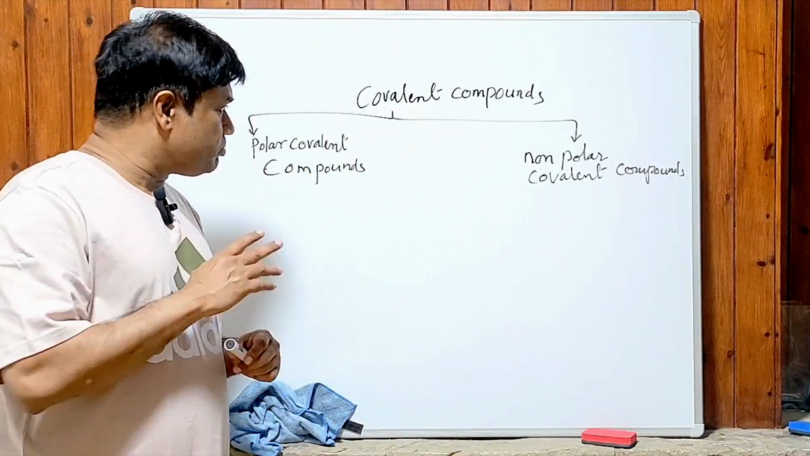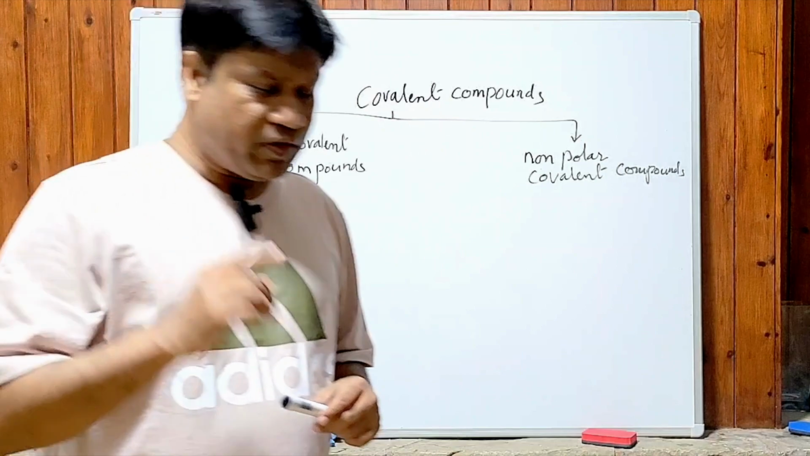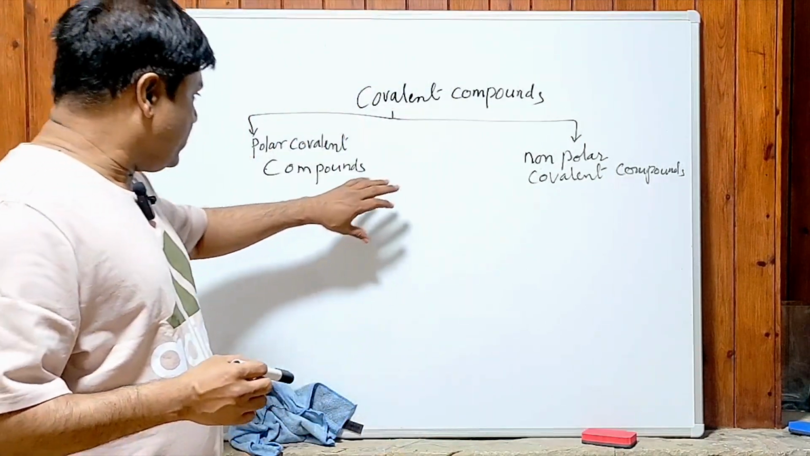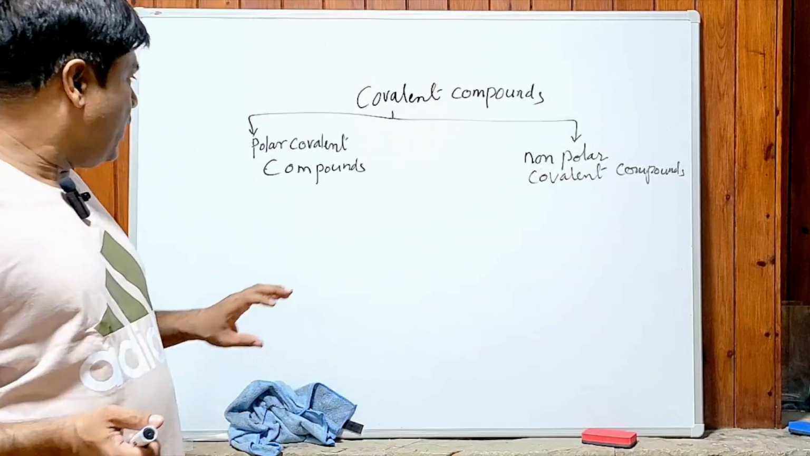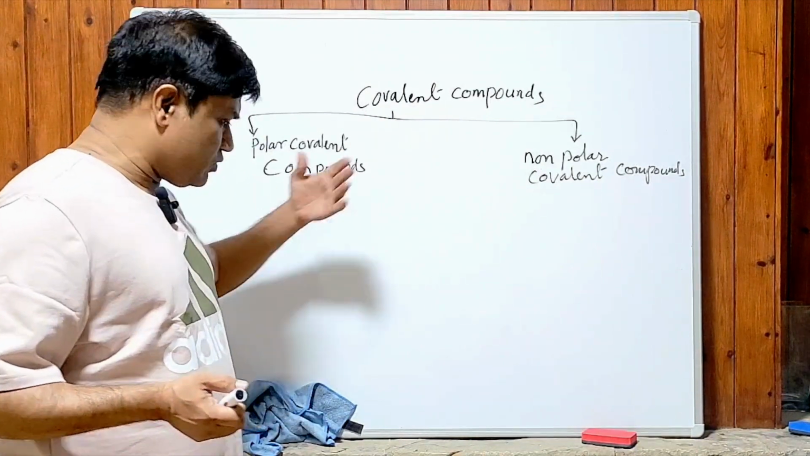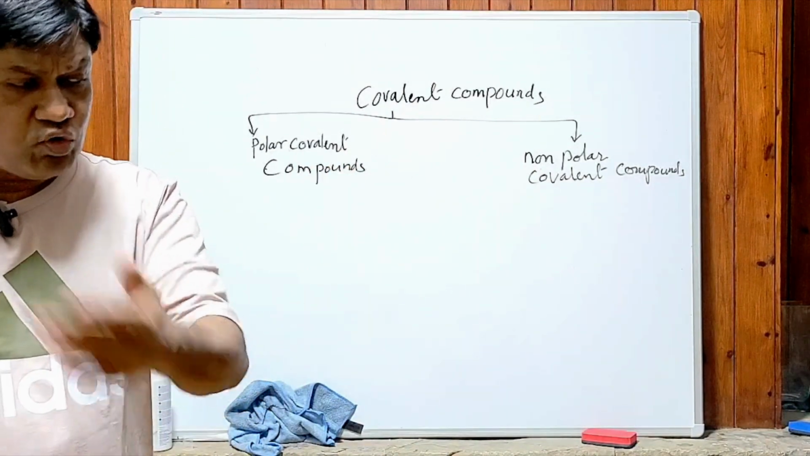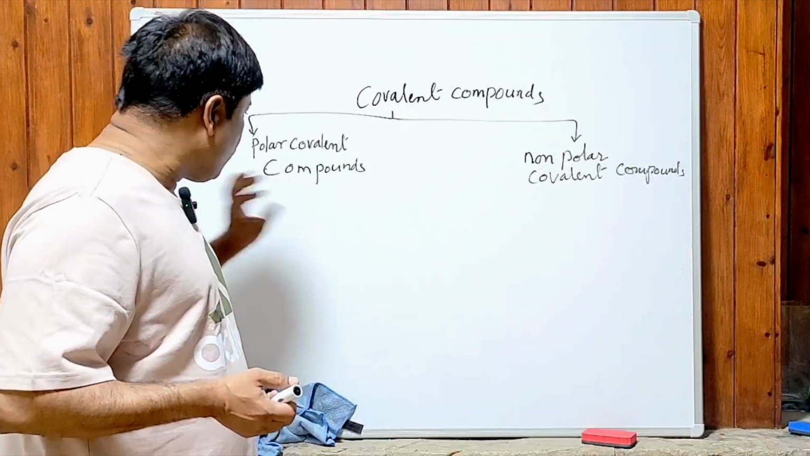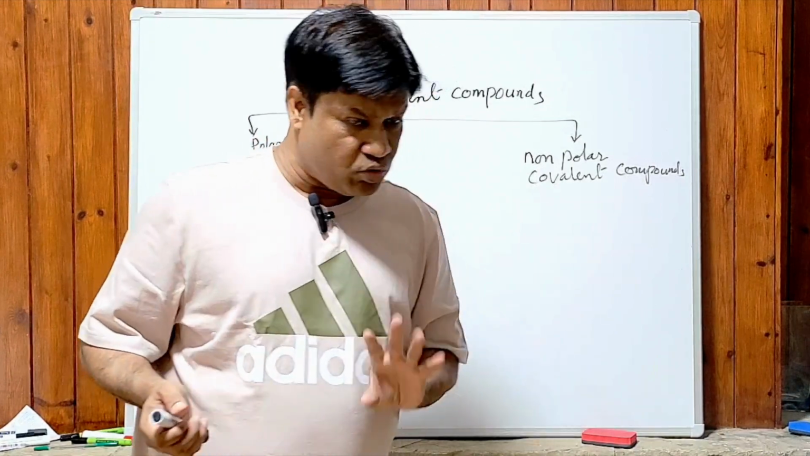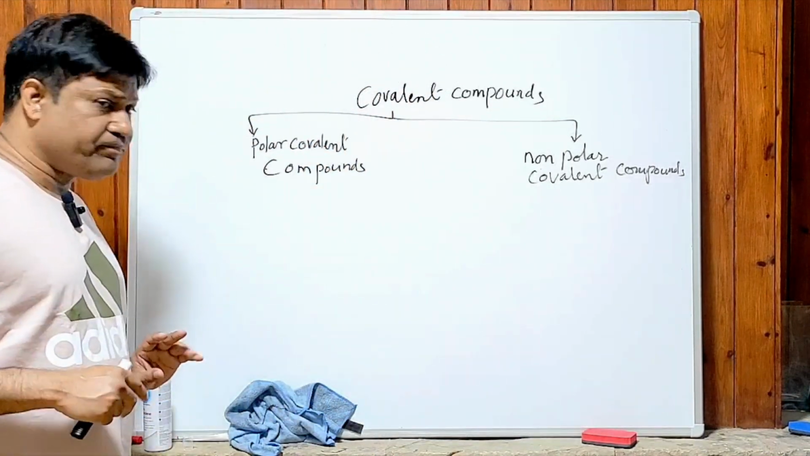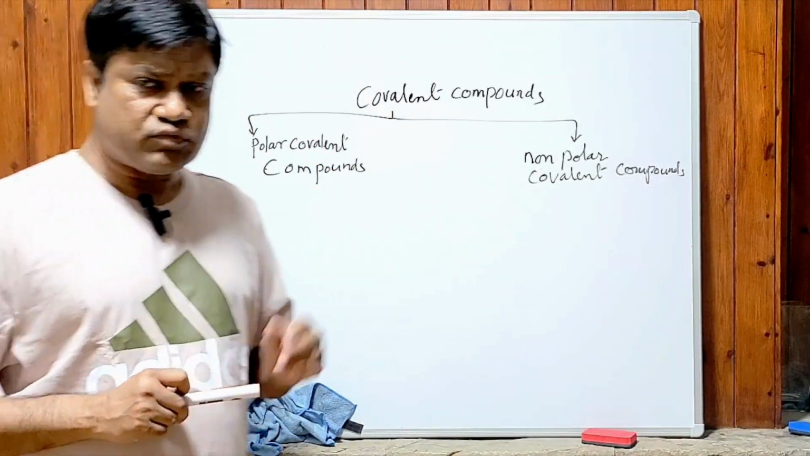Okay, guys, thanks for watching this video. I want to stop this video here and I will continue with the difference between polar and non-polar covalent compounds. Suppose I said to you that water is a polar molecule. Why is water a polar molecule? And I gave you the example of benzene. Why is benzene non-polar? We will discuss this. Okay guys, thanks for watching this video.